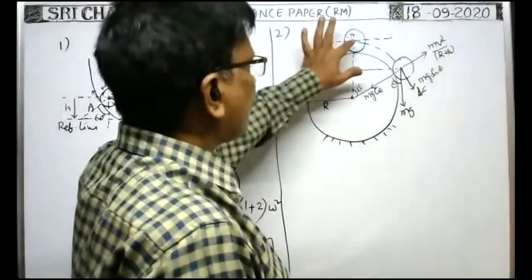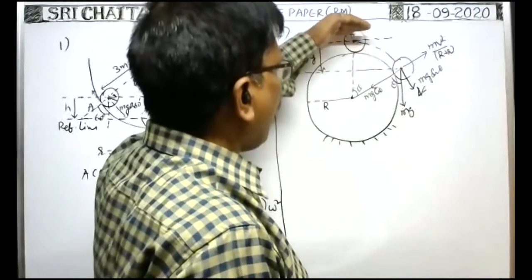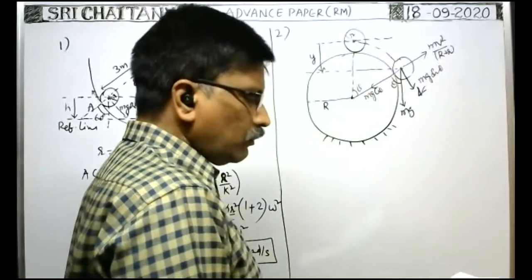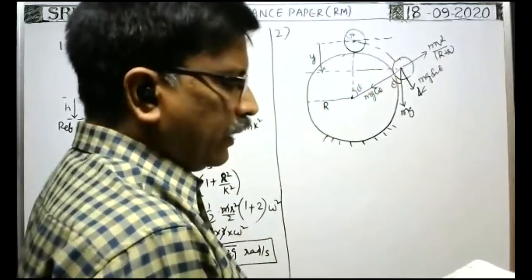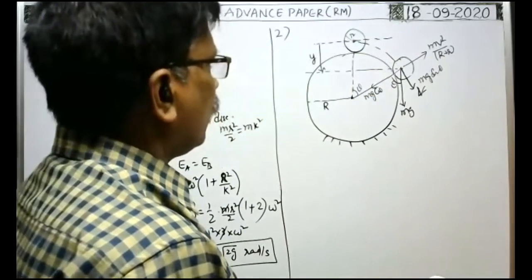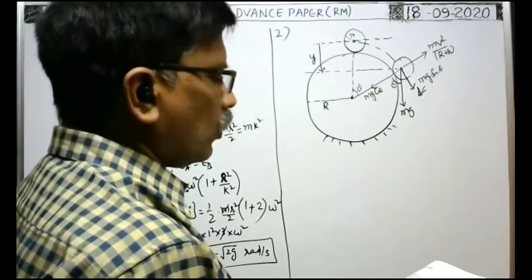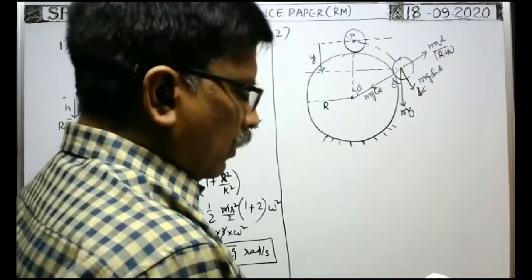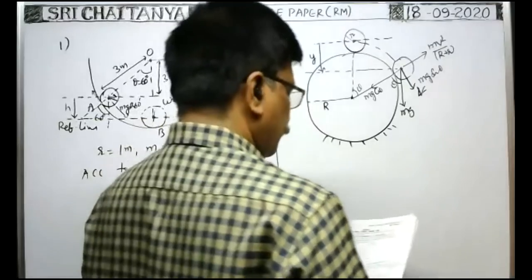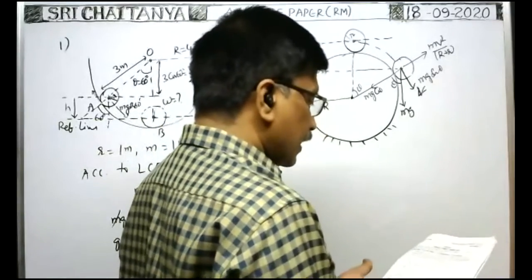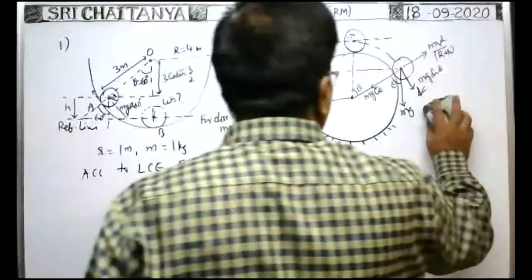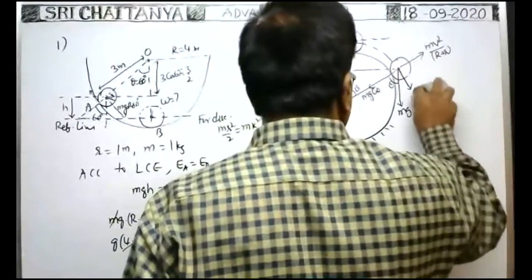Whenever the solid cylinder comes from this position to this position, as it comes down through a distance y, the equivalent potential energy is lost. That potential energy is equal to gain in rotational kinetic energy, that rolling energy. Okay, so here they asked what is the angular velocity of the cylinder. Here they asked the angular velocity, not velocity.